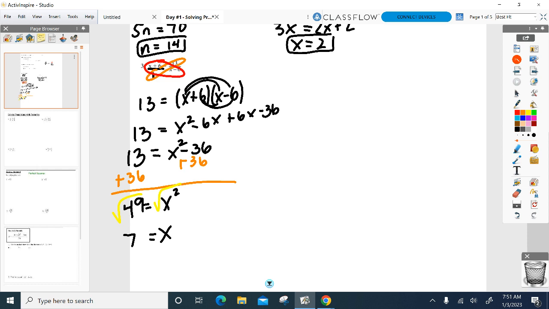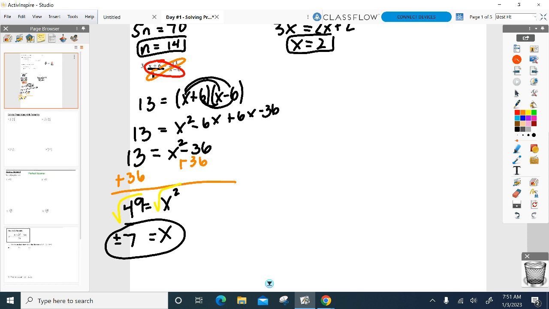And are you guys familiar with, if I just write plus or minus 7? That means plus 7 or negative 7. Or you can write out negative 7 comma positive 7. Either one's fine. But when you take the square root of a number, you're left with both versions. Questions?